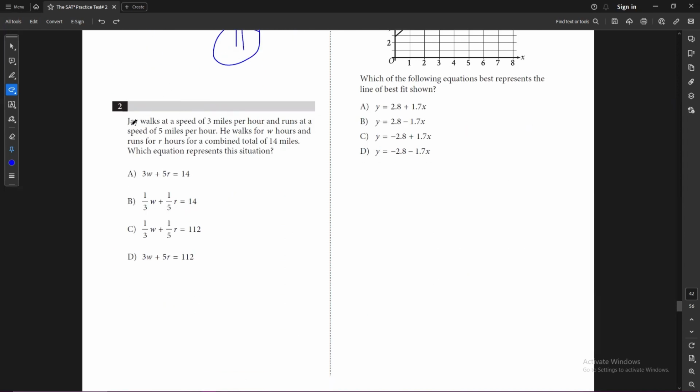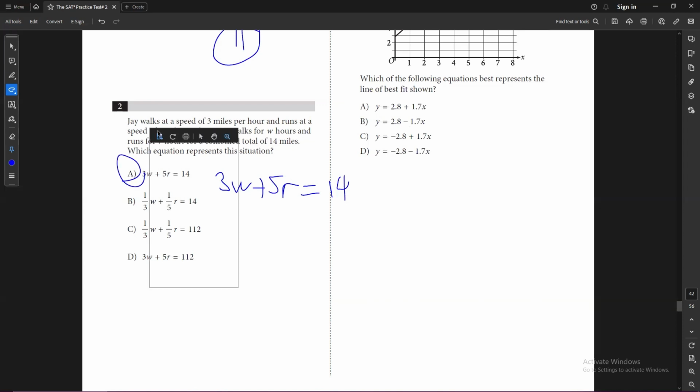So question number 2. Jay walks at a speed of 3 miles per hour and runs at a speed of 5 miles per hour. He walks for W hours and runs for R hours for a combined total of 14 miles. So basically, when I read this question, I just reflexively say 3W, which is walking, plus 5R is equal to 14 miles, which is actually answer choice A.